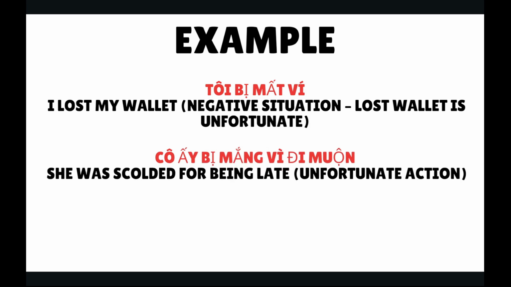Another example is she was scolded for being late. Cô ấy bị mắng vì đi muộn. This one also represents an unfortunate action because she showed up late. So that's why we use bị.